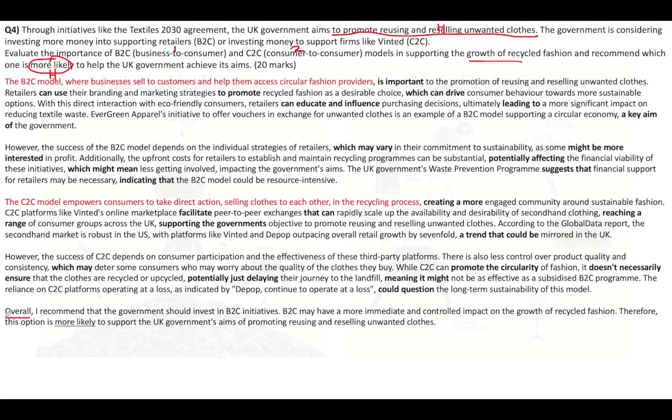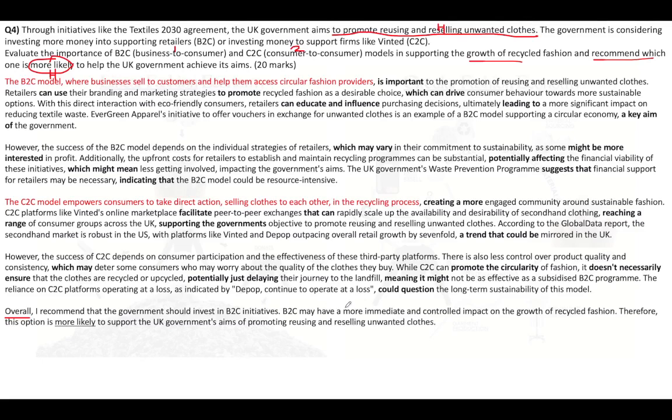So we want which one is more likely to help grow recycling in fashion and promote reusing and reselling unwanted clothes. Okay, so more likely is the hook. I've underlined it for you. I recommend that the government, this is quite important because we've got recommendation up there, I recommend that the government should invest in B2C initiatives.